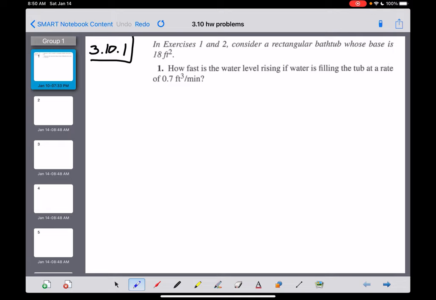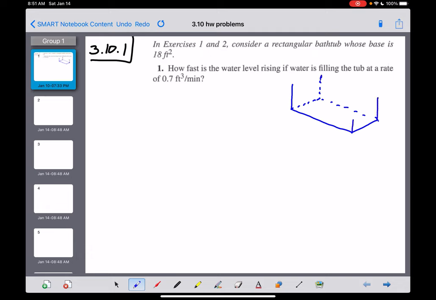So they talk about a rectangular bathtub, and what I think they really mean is that they want us to consider that this bathtub is a rectangular prism. So the base of our bathtub, they're telling us, is 18 square feet right there. I would assume they were probably thinking of like a 6x3 bathtub. Those seem like reasonable numbers to me. But the important thing is that the area of that base is going to be 18. And then the bathtub has some height to it. It's going to look something like this.